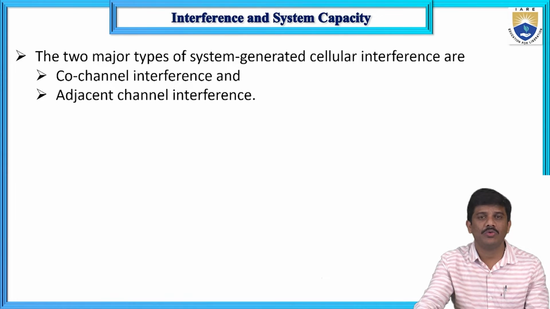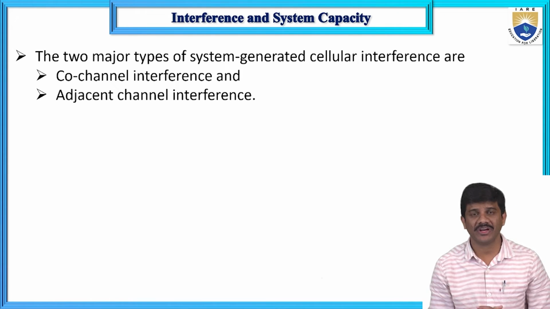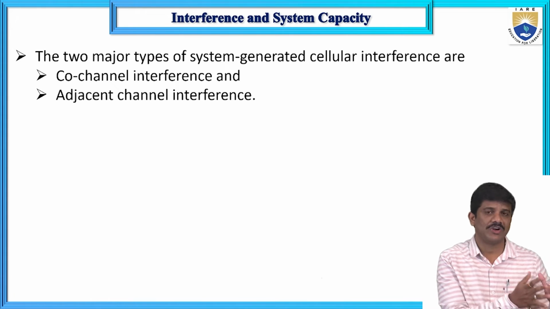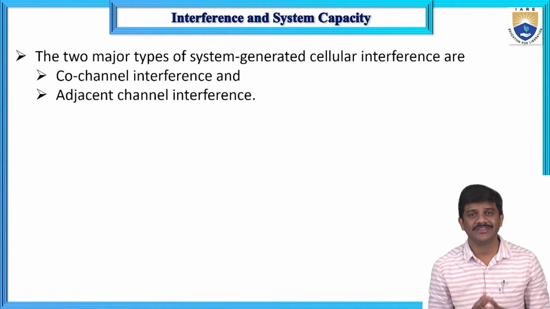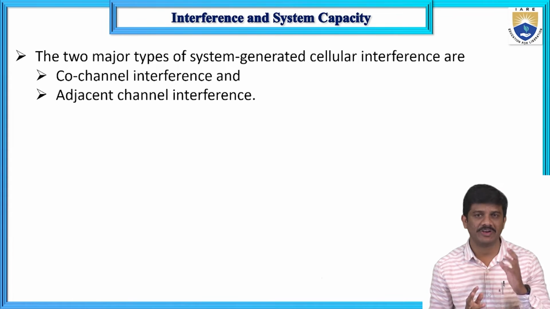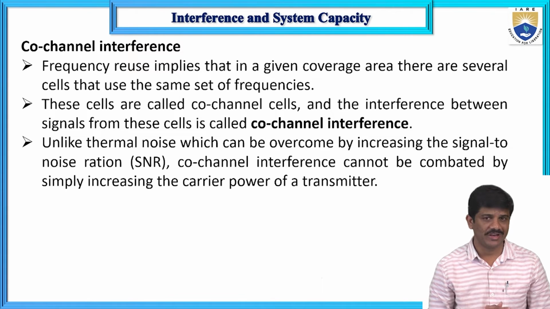The first one is co-channel interference, and the second one is adjacent channel interference. What is the first one? Co-channel interference, and the second one is adjacent channel interference. In the previous slides, we discussed what interference is, what the sources of interference are, and what it causes. Now we discuss the types of interference, and how interference occurs in co-channel interference and also adjacent channel interference. The first one is co-channel interference.